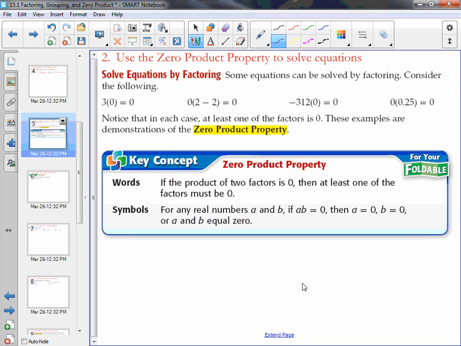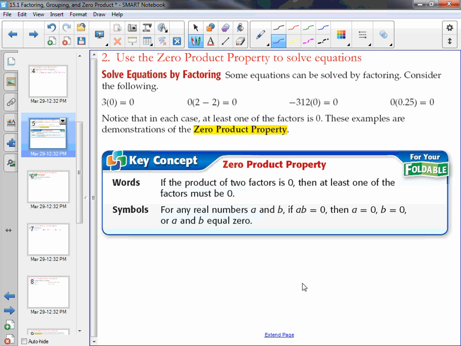All right, the zero product property. We're going to use the zero product property to solve equations. The idea is this. Whenever you multiply 2 numbers together and the product, the result, is 0, one or both of those numbers have to be 0. There's no other way around it, is there? Anytime you multiply 2 or 3 or 15 numbers together and the product is 0, at least one of those numbers must be 0.